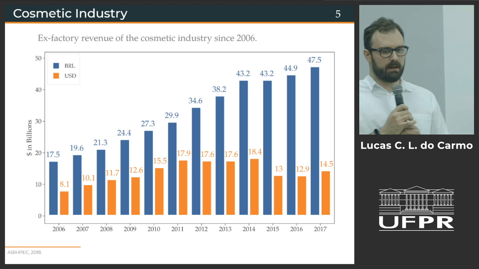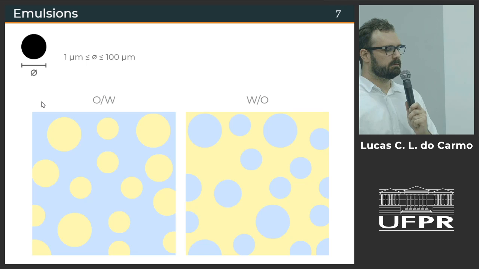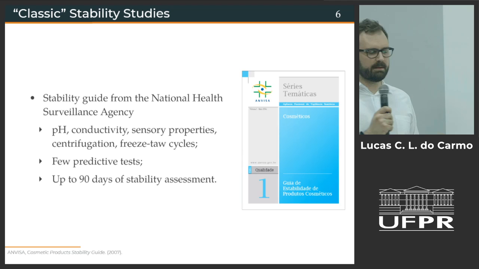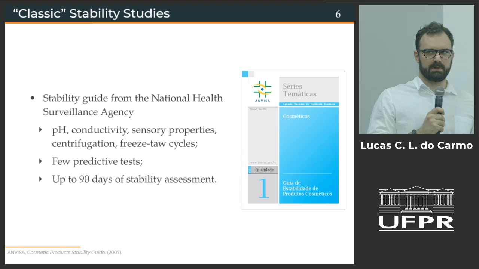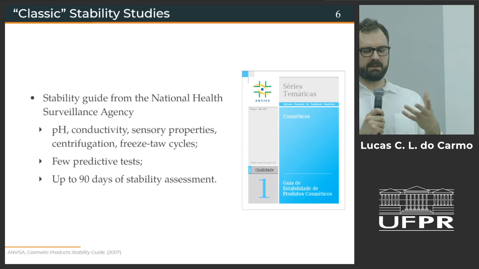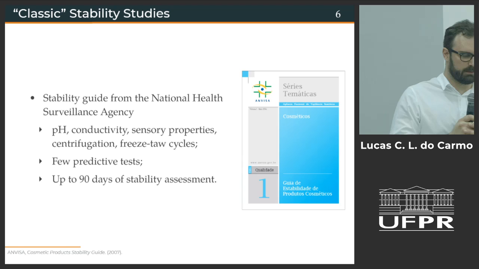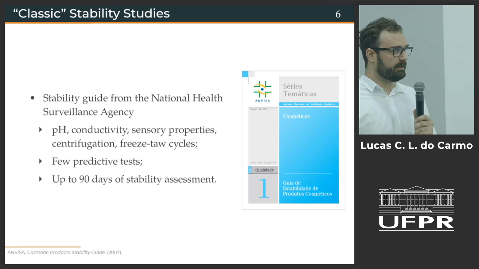Now, the main method that is used today, in Brazil at least, is this guide that was formulated by the National Health Surveillance Agency here in Brazil. And this guide has some methodologies that are not very new or complex, that in most cases don't have the capacity to assess prematurely the stability of the products. They only assess the properties of these products over the time that they're being analyzed. So in this guide, there are not a lot of predictive tests, and most of the methodologies take up to 90 days of evaluation to determine if a formulation is stable or not. And this time is not efficient for the industry.